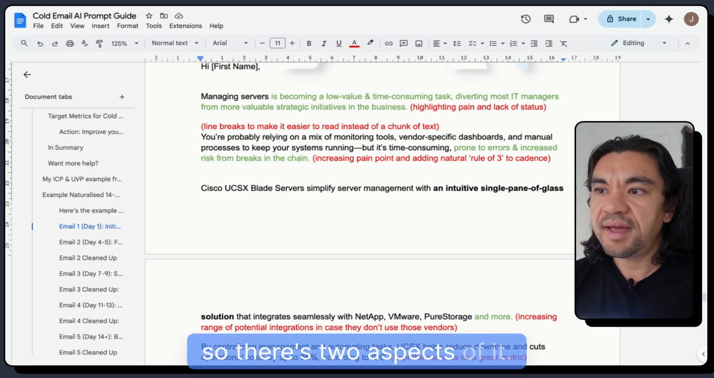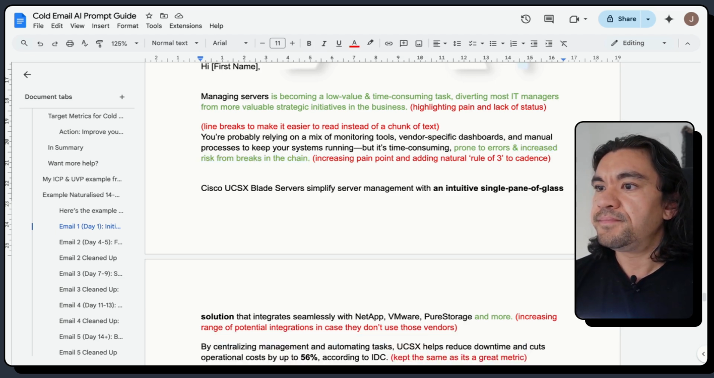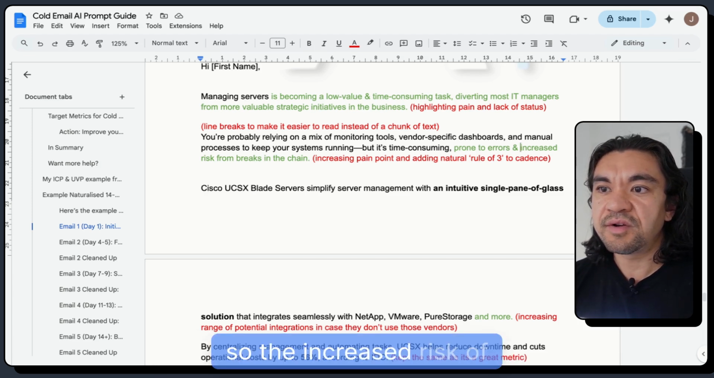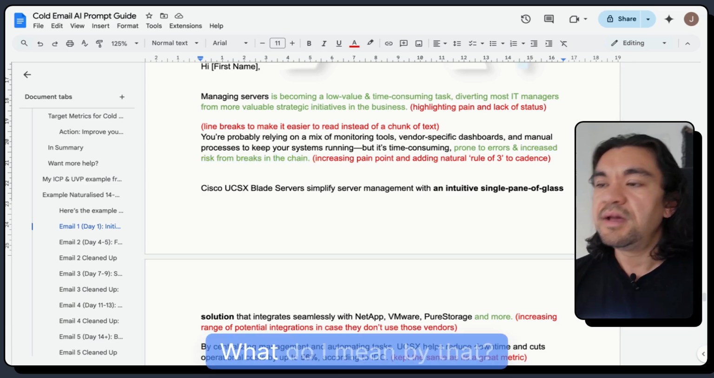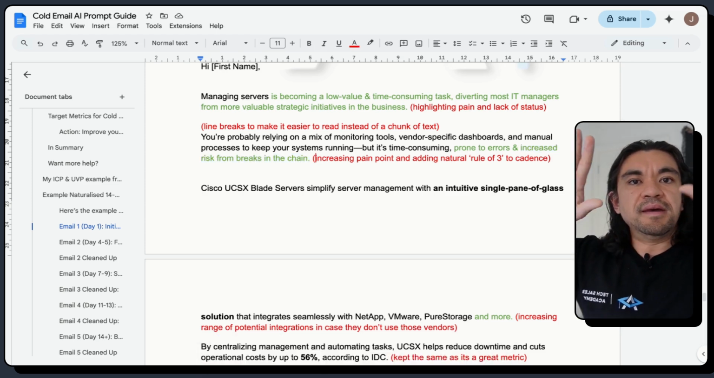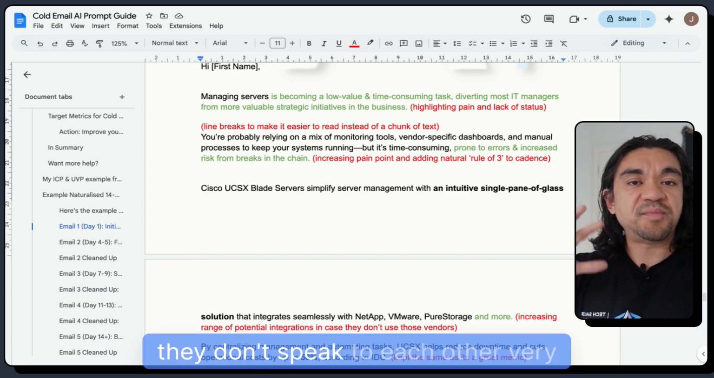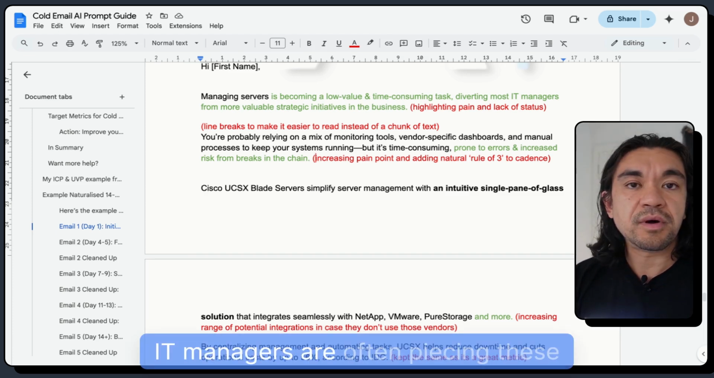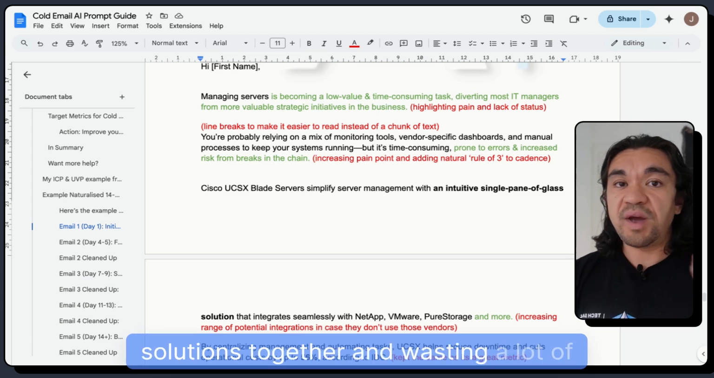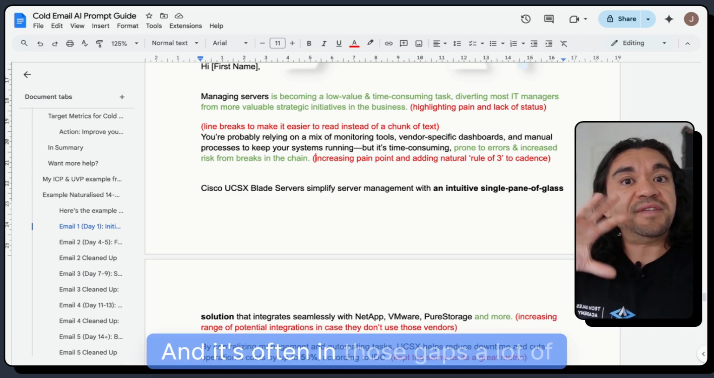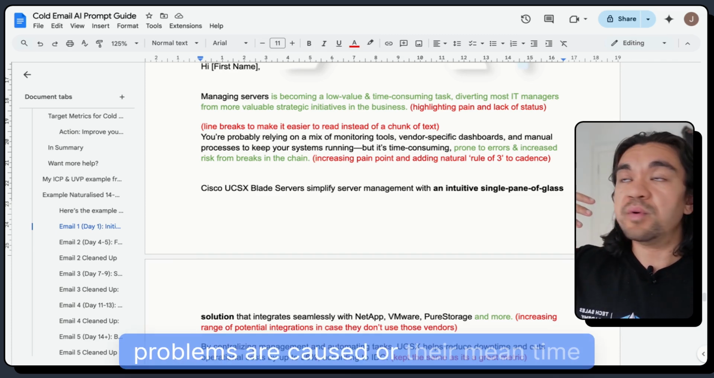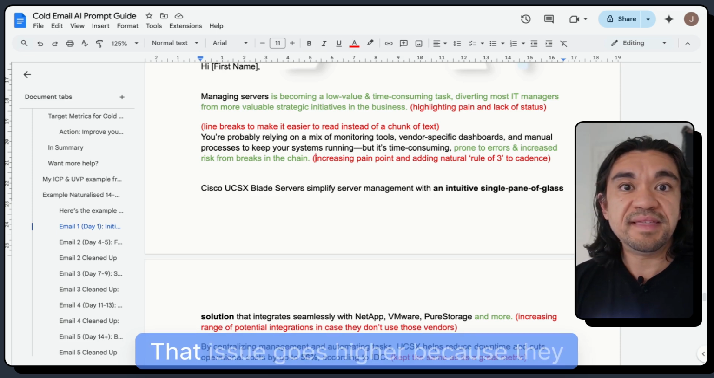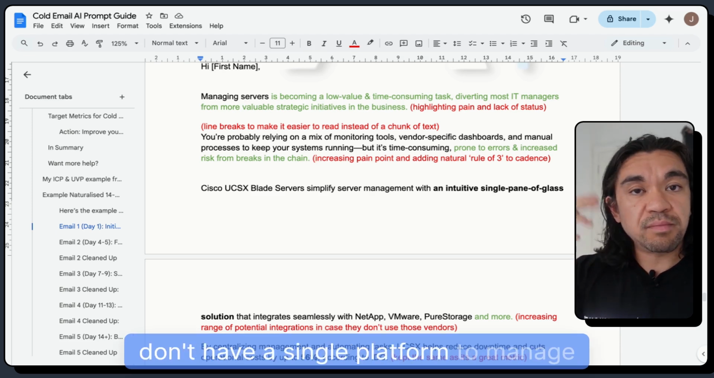Okay, so there's two aspects of it. The first part is increasing the pain points. Okay, so the increased risk from breaks in the chain. What do I mean by that? Because there's so many disconnected systems and processes, they don't speak to each other. Very often, customers in the IT world, IT managers, are piecing these solutions together and wasting a lot of time being human glue, and it's often in those gaps that a lot of problems are caused, or their mean time to repair, which means if they have an outage, how long does it take them to repair that issue, goes higher because they don't have a single platform to manage that.